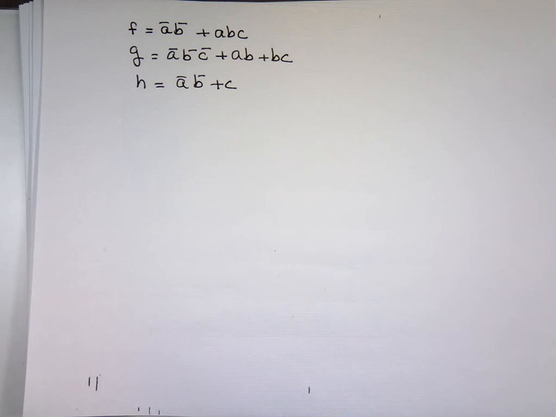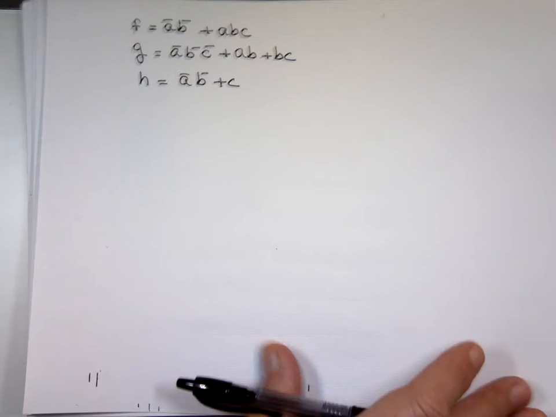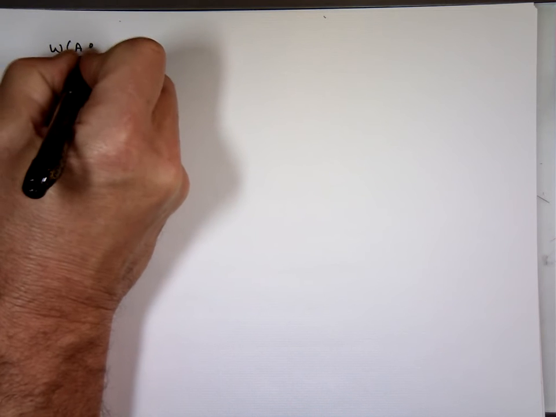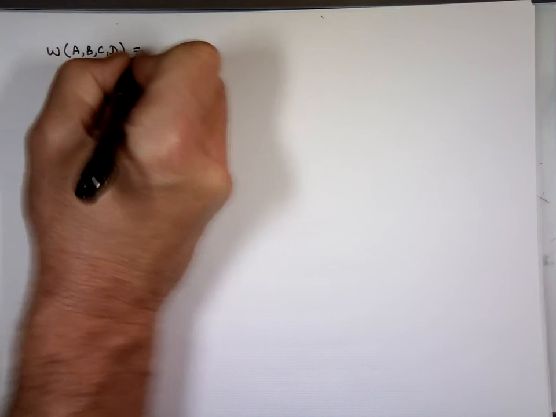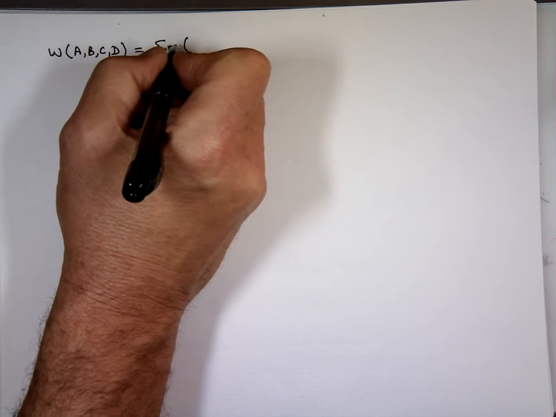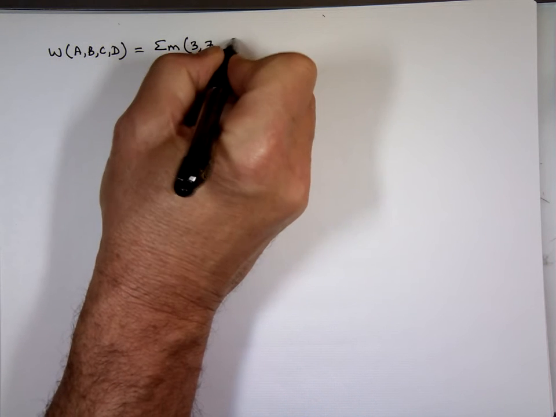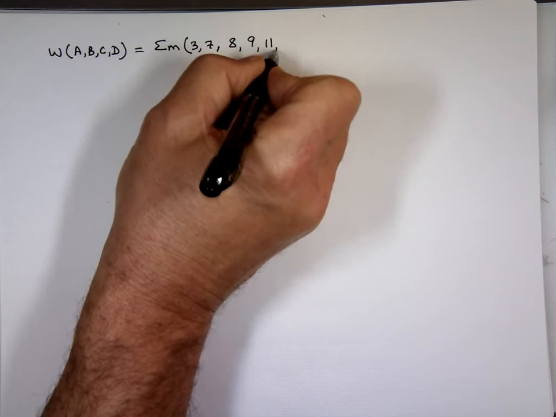Now, here's a ROM. Let's say I want to design these functions. Function W, which has the inputs A, B, C, D. And this is the summation of 3, 7, 8, 9, 11, and 15.